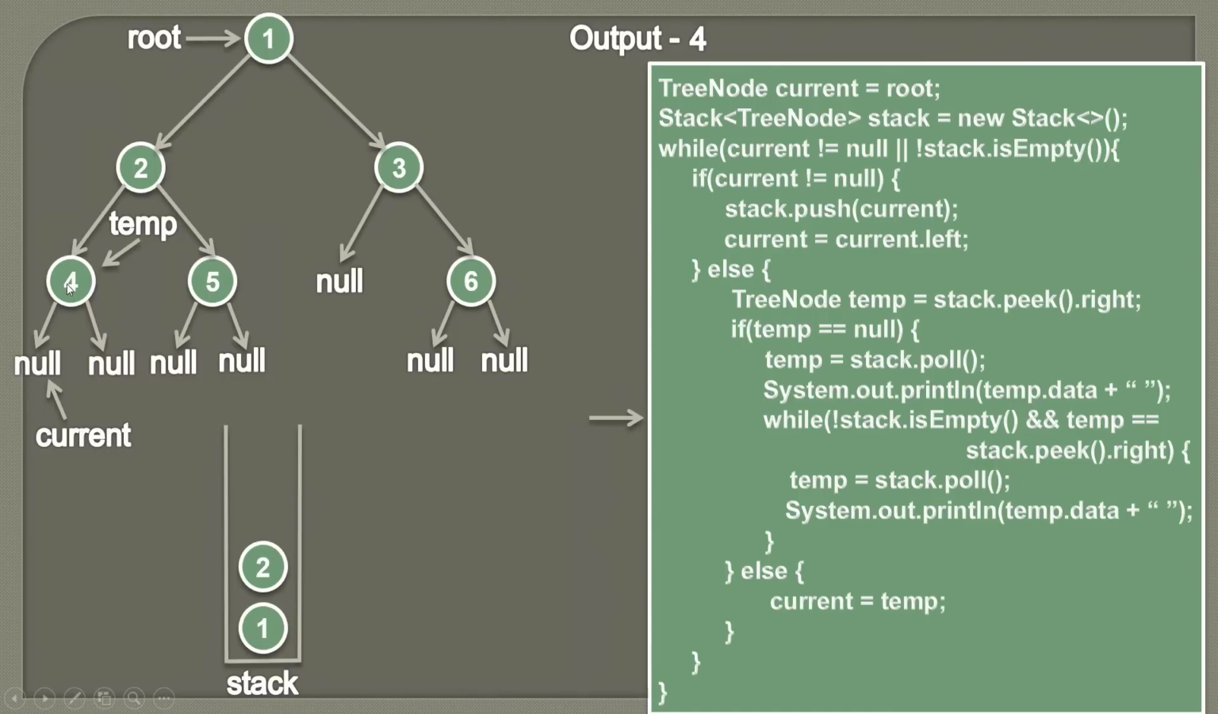So here you can see, as we have recently visited this node, we need to be sure whether this node is on the left of 2 or on the right of 2. Because if it is on the left of 2, then we can't directly visit 2, we need to go to its right and visit node 5. But if it is on the right side, then we can simply visit the node 2. So here stack peek is node 2, and its right is node 5.